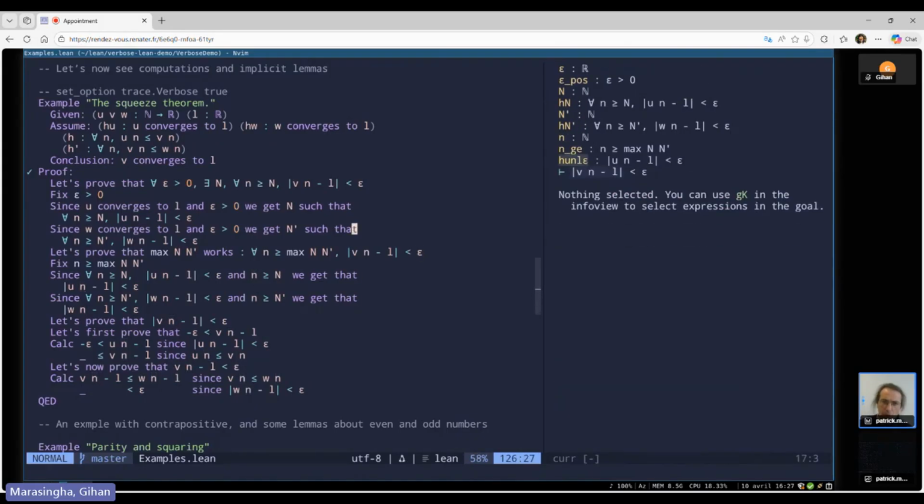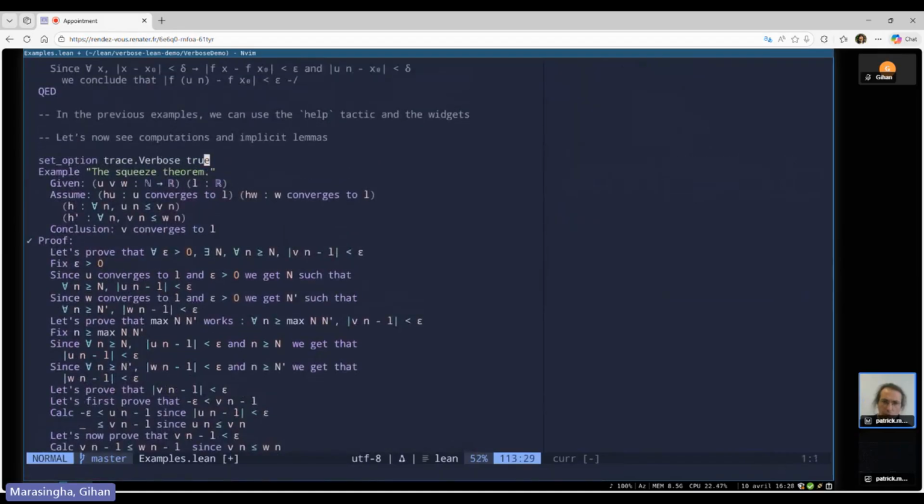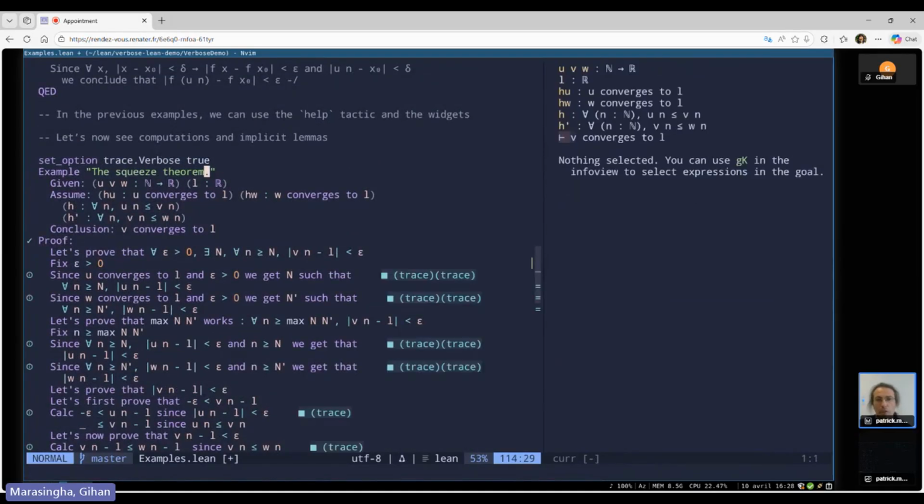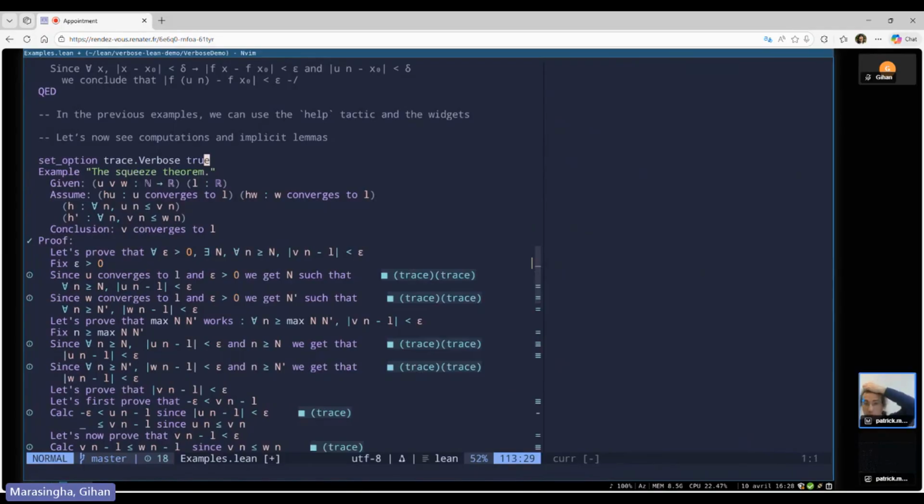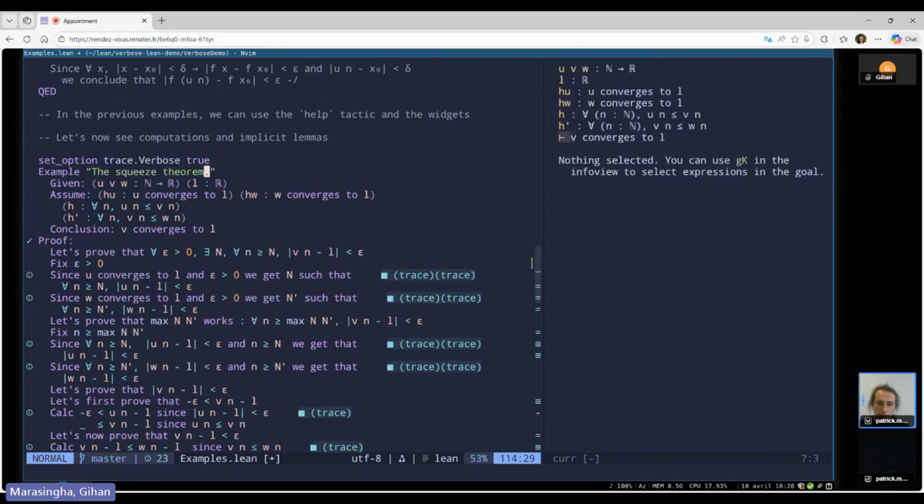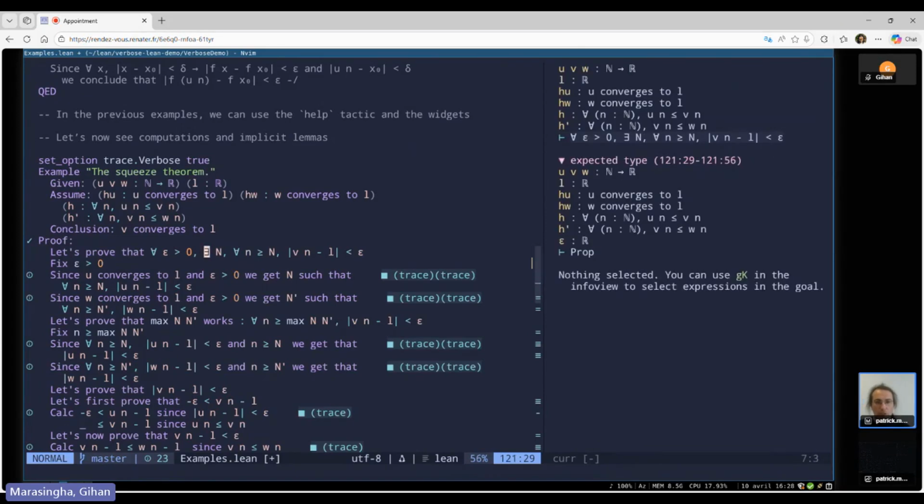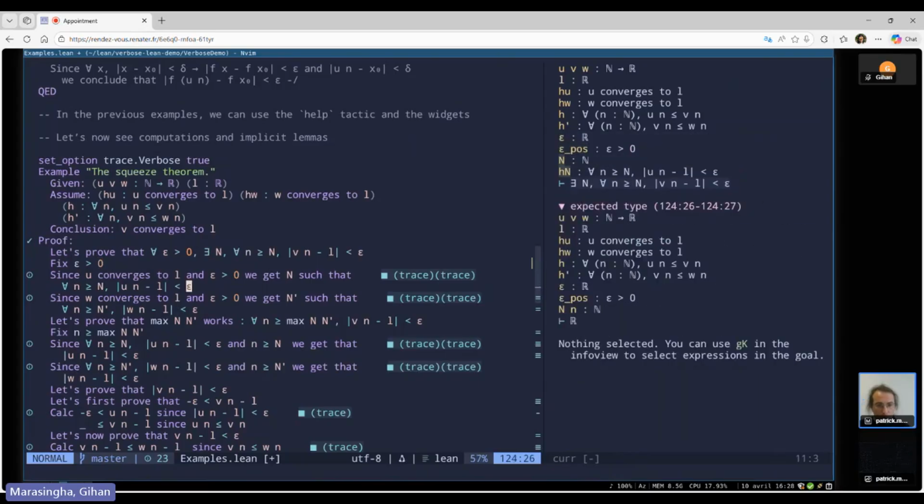So what is happening here? If I ask Verbose Lean to comment on what it's doing, so that set option trace.verbose true is not an option that students use. It's for teachers preparing their lectures. And here we can see what happens.